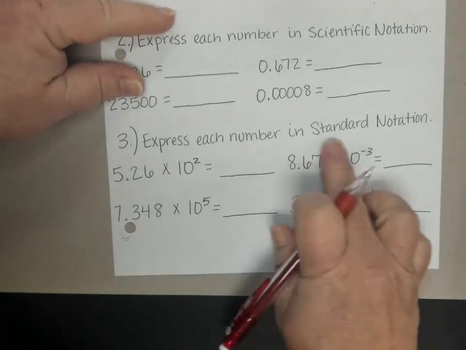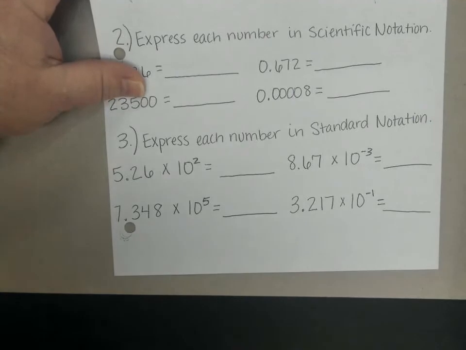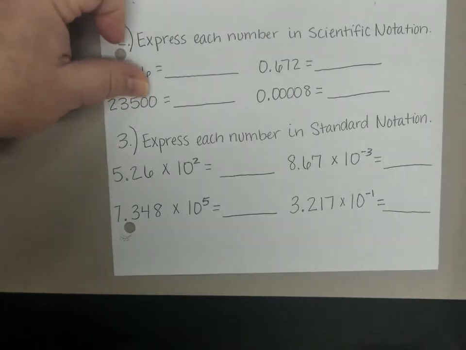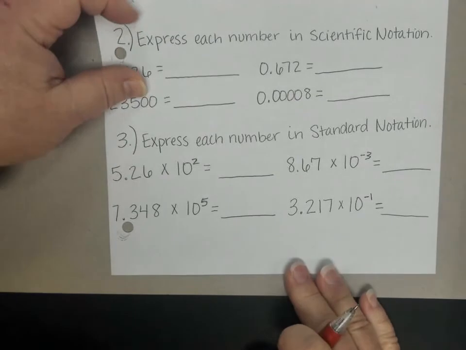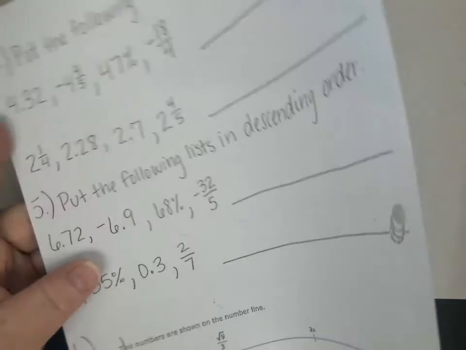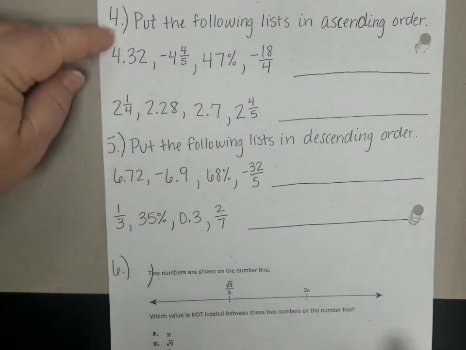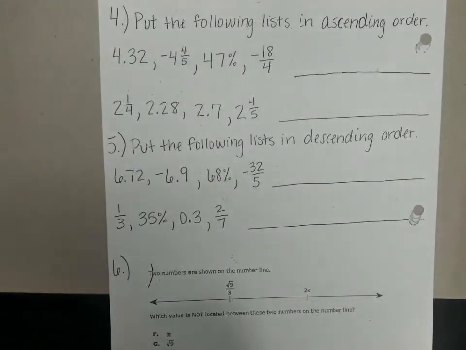Express each number in standard notation, so that means you need to go to that mode key, make sure your calculator is in normal mode, and be able to put those in and convert them and write the answer you see. Back here, you need to go back to your notes if you don't know what ascending order is.